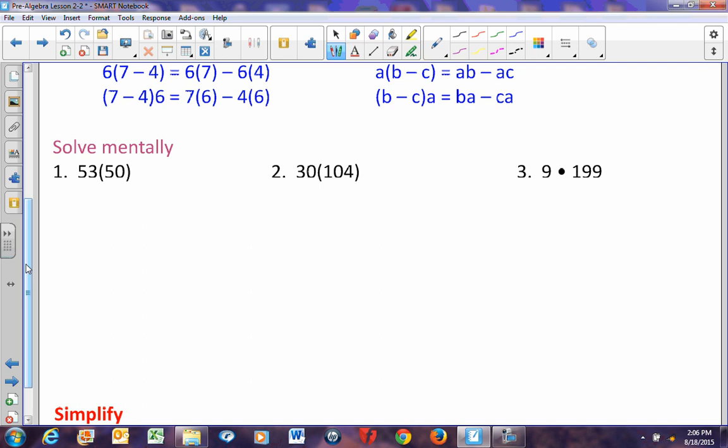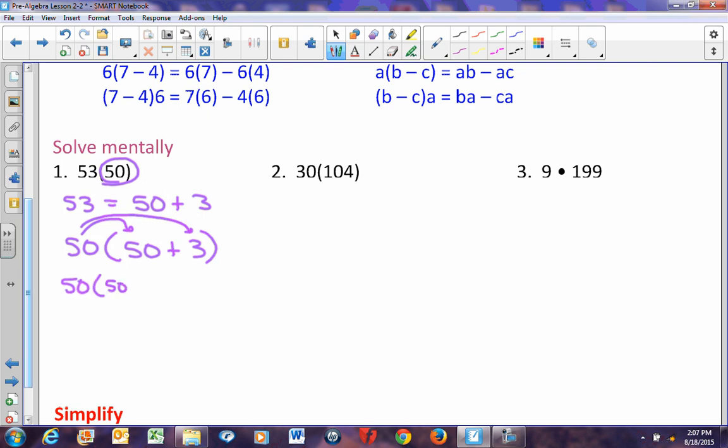We're going to solve these mentally. And obviously, mentally means I have to show you what I'm doing, because I can't just do it in my head and say, oh, the answer is this, and have you understand what I'm doing. If I'm going to use the distributive property, I don't multiply 50 by 53 very easily. But I could multiply something a little easier if I could separate it. If I could think of 53 as the same as 50 plus 3, then I can take this 50 and multiply it by 50 plus 3, which means I distribute: 50 times 50 plus 50 times 3.